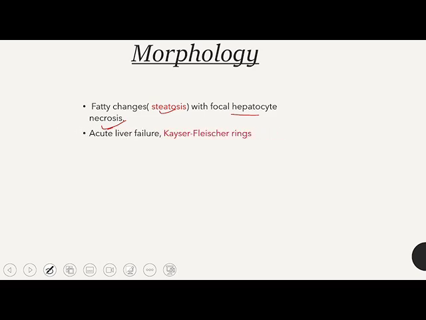Next, there is the acute liver failure due to the damage to the hepatocyte, and we know that after the injury to the hepatocyte, there is a spilling over of the copper accumulated in the hepatocyte to the blood stream, which later on gets deposited to the extrahepatic tissues like eyes. And in the eyes, the deposition of the copper leads to the formation of the Kayser-Fleischer ring.